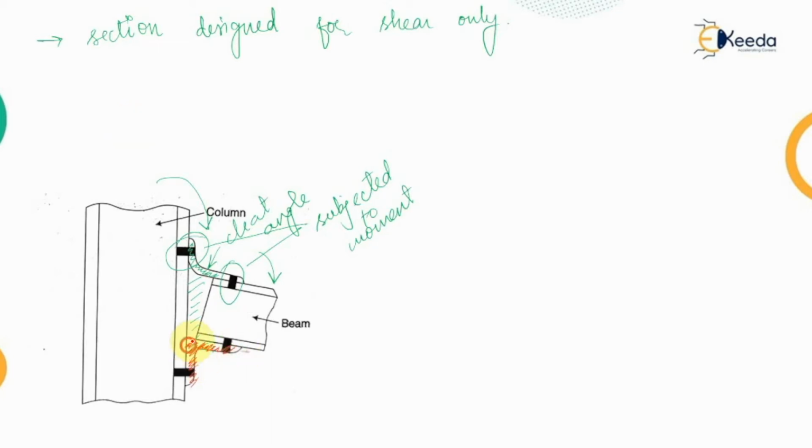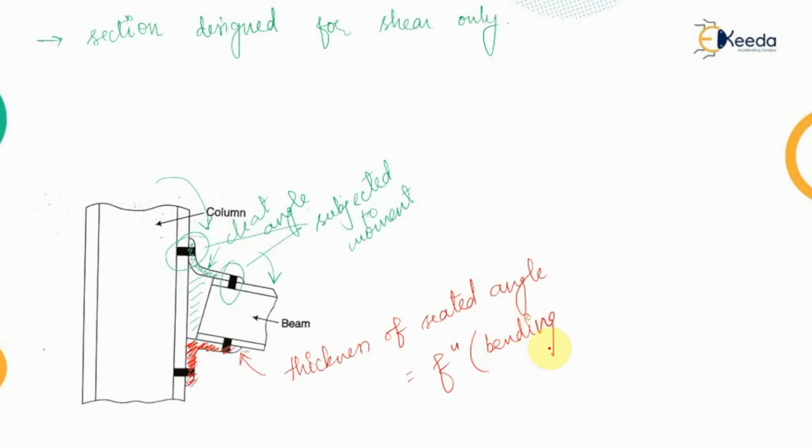Now the thickness of the seated angle, which I am highlighting with the red color, is a function of the load which is coming onto this angle section, and primarily it is dependent upon the bending strength of the outstanding leg, the leg which is not connected initially. So the thickness of the seated angle will be dependent on that only. And from here we will get the thickness of the seated angle.